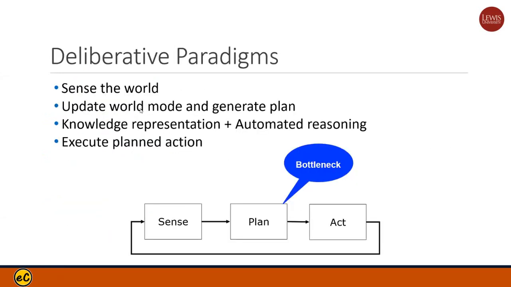Okay, so this is the deliberative paradigm. The bottleneck is the planning part. Nowadays the planning part has changed from traditional algorithms to AI, which makes things worse. So the AI quality and computing speed are actually the bottleneck.